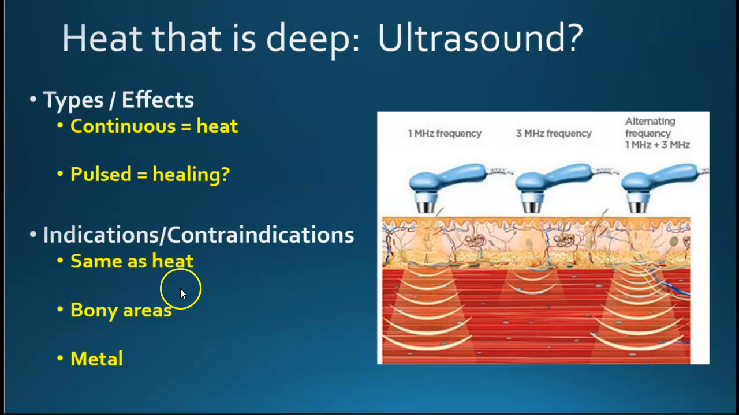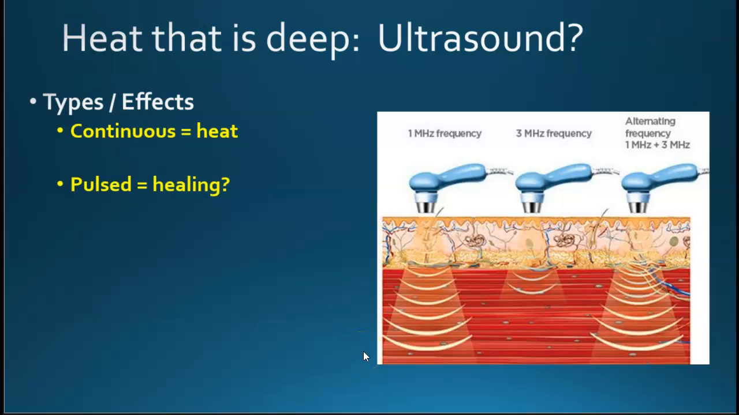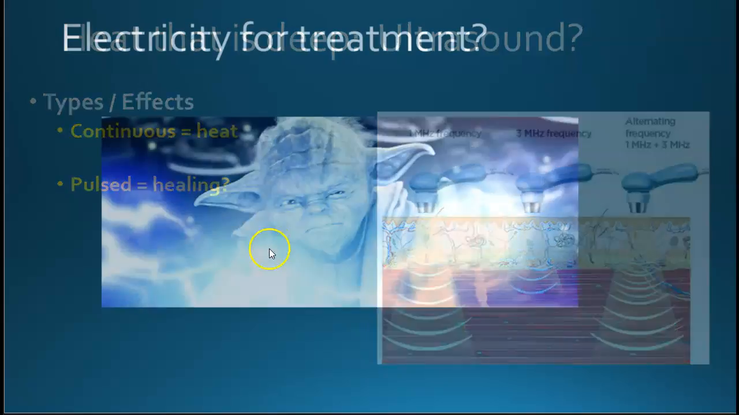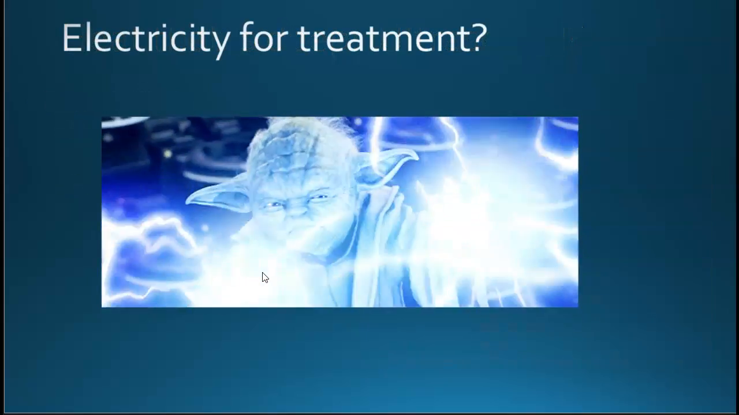The indications and contraindications are usually the same as heat. Around the bony areas, the sound will bounce off the bone and irritate it. And of course, if there's metal implants, plates, screws, that kind of stuff, the sound will bounce off that, and that will vibrate and cause some pain as well. So same thing on the effects: continuous is heating, and pulsed is more of a healing effect. It stimulates the healing process.